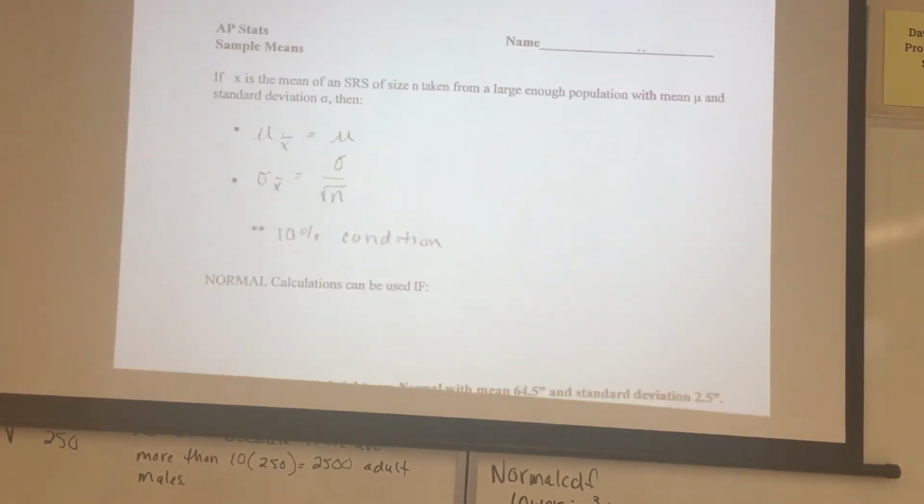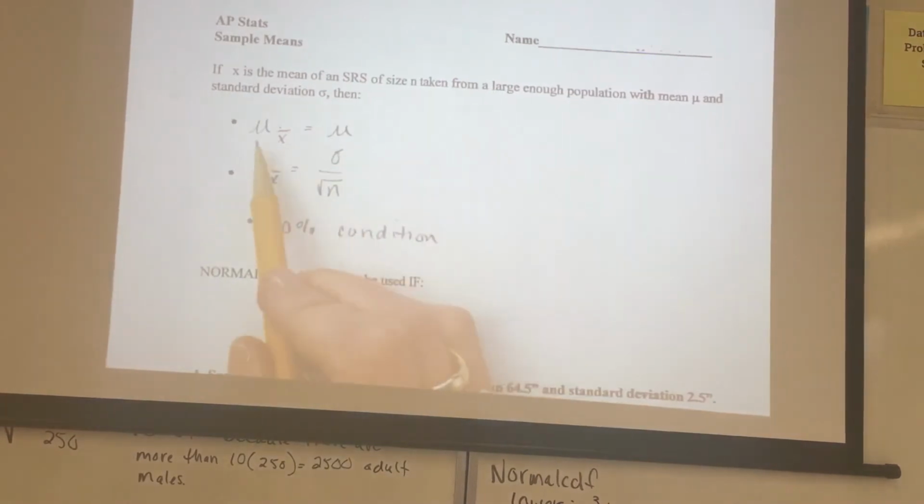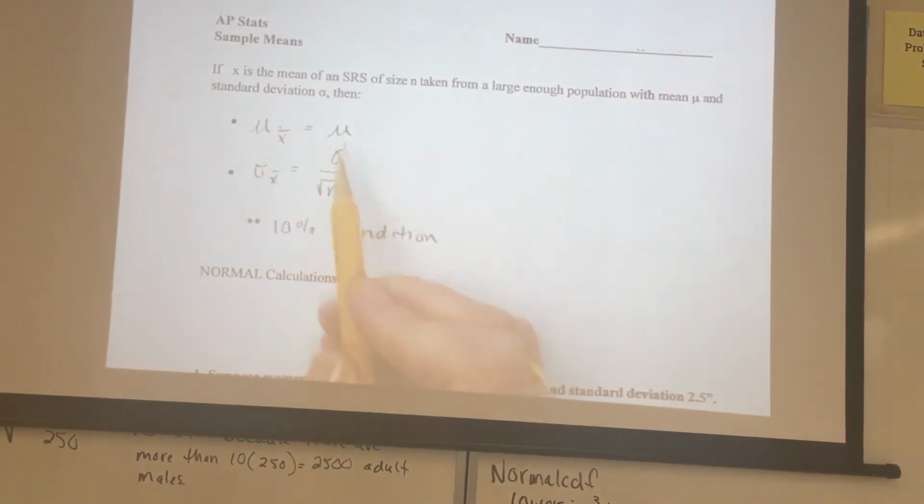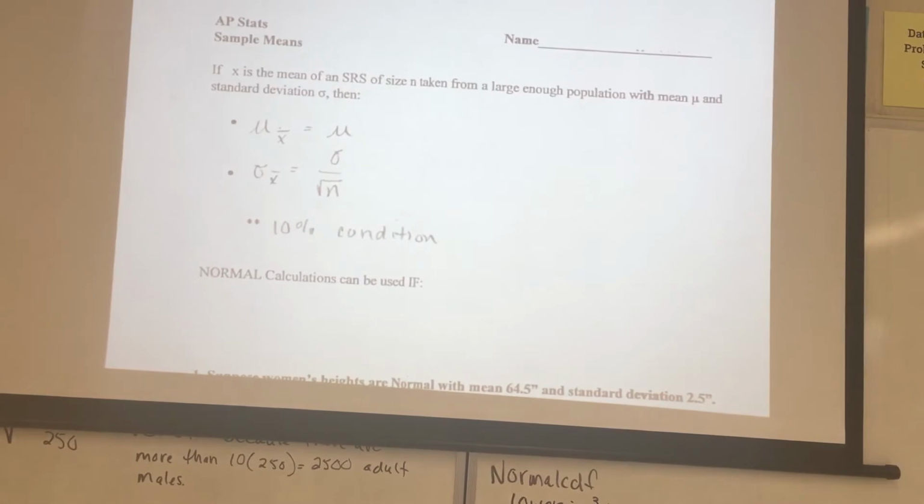All right, we're talking about sample mean. So the mean of x bar is going to be the given mu, and the standard deviation of x bar is sigma over the square root of n. The 10% condition still has to be met.